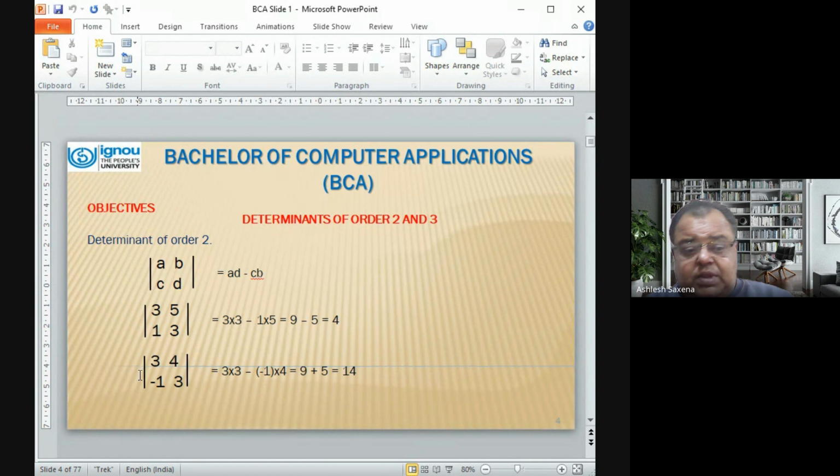Now, in this example, I will be doing the same thing. 3 into 3 is 9 minus. Now, here you can see it is minus, so that minus will be written like this. Minus 1 into 4, and minus into minus is plus. So what I will be getting is 9 plus 4, that is 13.